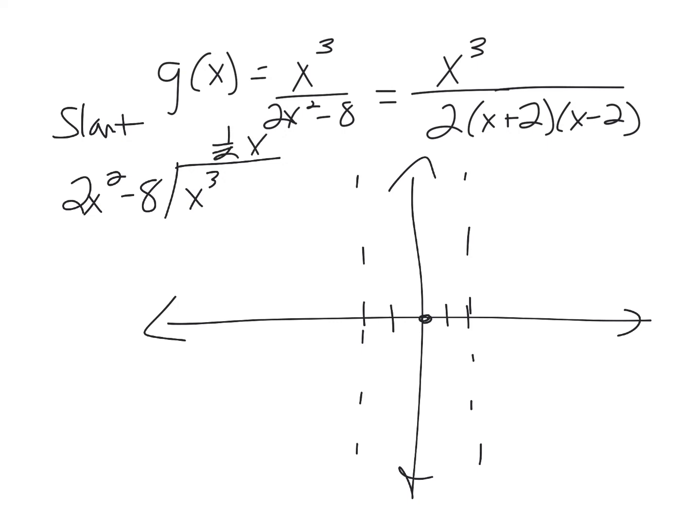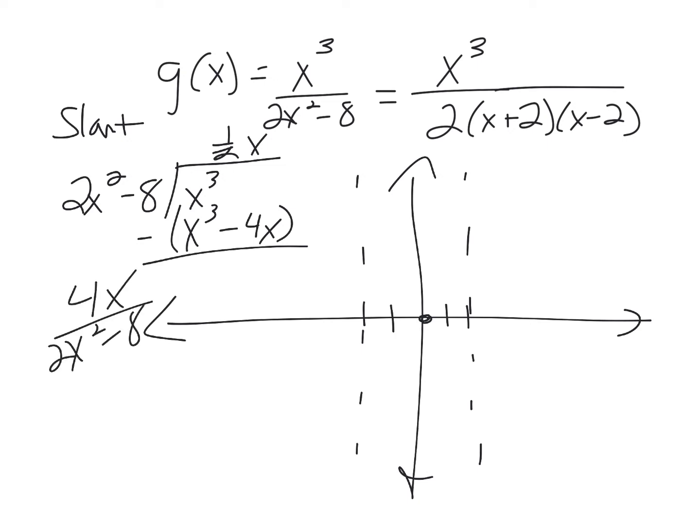Because 1/2 times 2 is going to get us 1. So it's going to be x to the third minus 4x, so you subtract it. Therefore, you're going to get 4x for your remainder. I'm going to put that there and then add plus 1/2x. Okay, so what does that tell us? This right here is your slant asymptote.